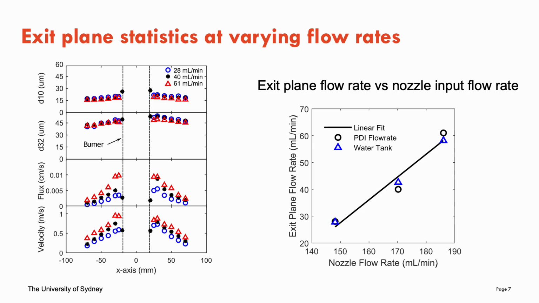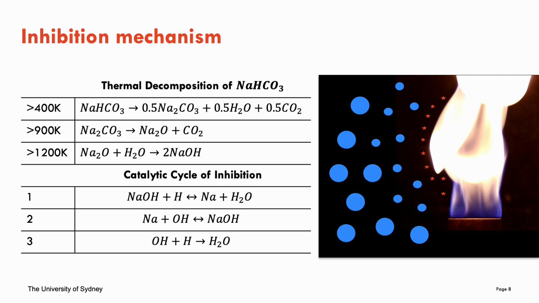And on the left is essentially a cross-section of those profiles we took for the 3 different flow rates. You can see at D10, the droplet diameters are around 15 to 20 microns, quite uniform. D32 is quite uniform, around 45 to 50 microns. And the volume flux increases in a parabolic profile with increasing flow rate, and velocity increases in a parabolic profile with increasing flow rate. So now we'll briefly look at the inhibition mechanism of enhanced suppression.